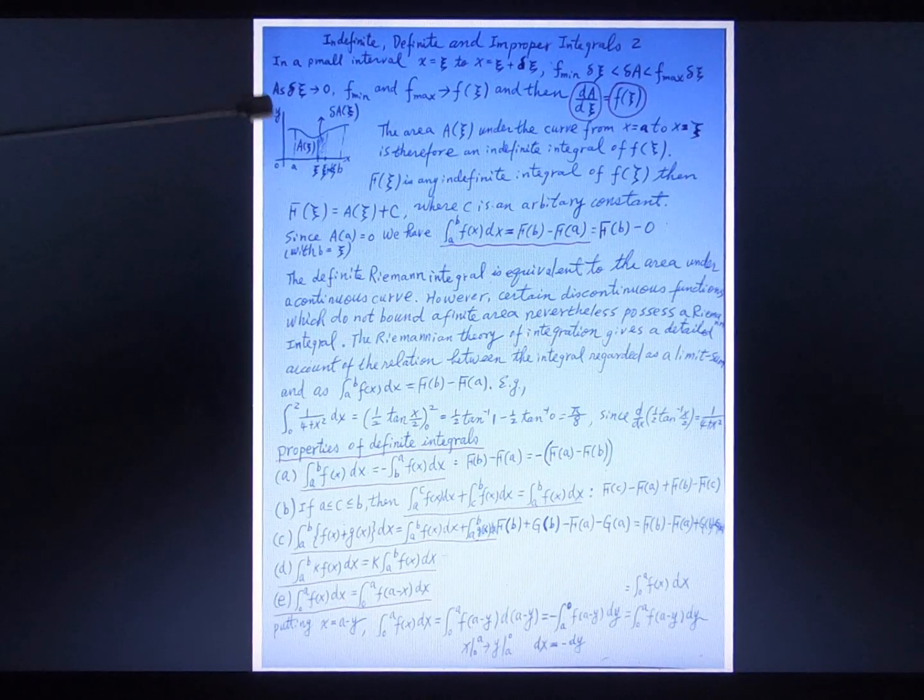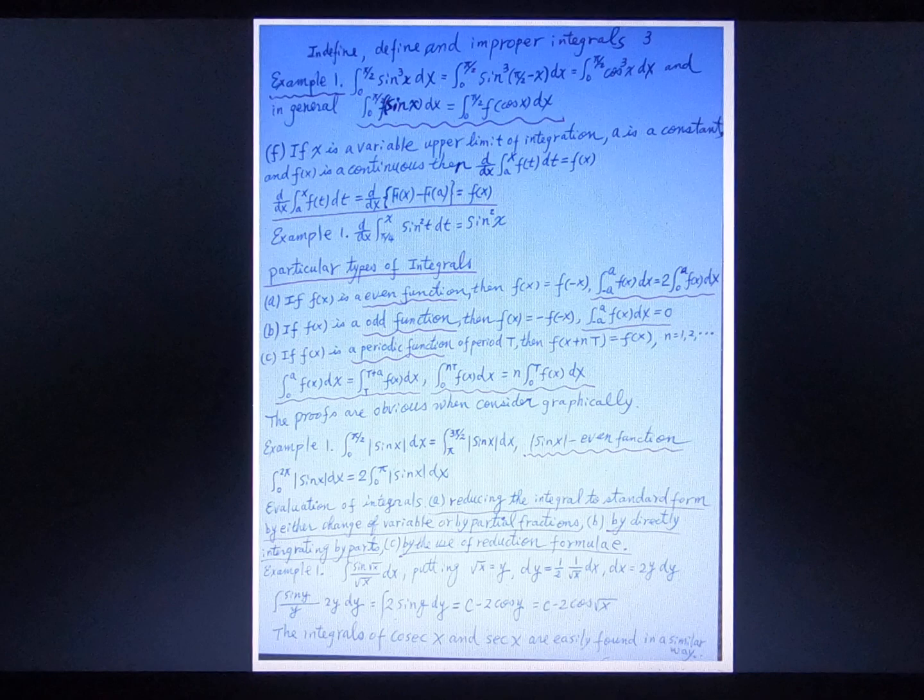Okay, this is the definite integral, and you can see it's actually the area under the curve. And these are examples, one of the examples. And the properties of the definite integral. For example, f(x) plus g(x), you can take it out and it becomes a plus, and you can multiply by a constant. And these are the examples.